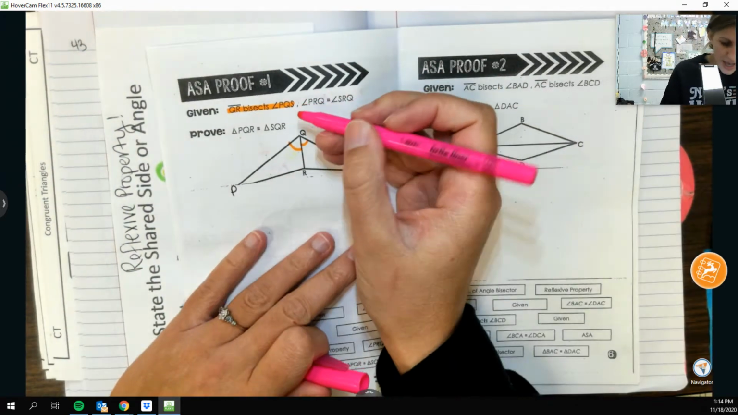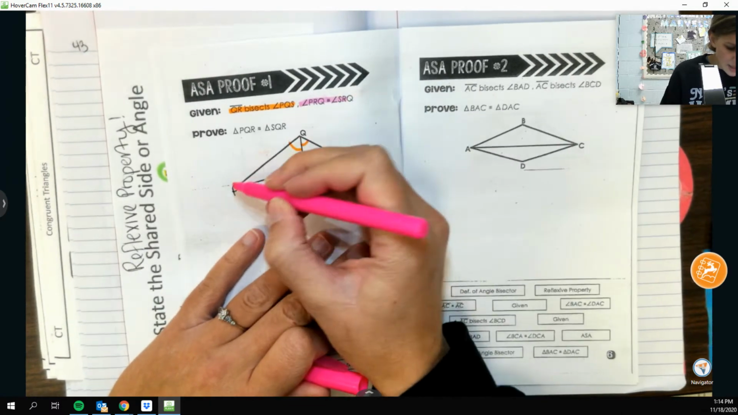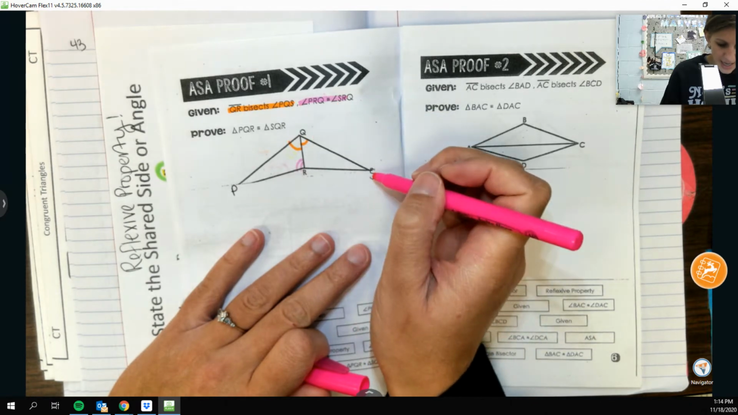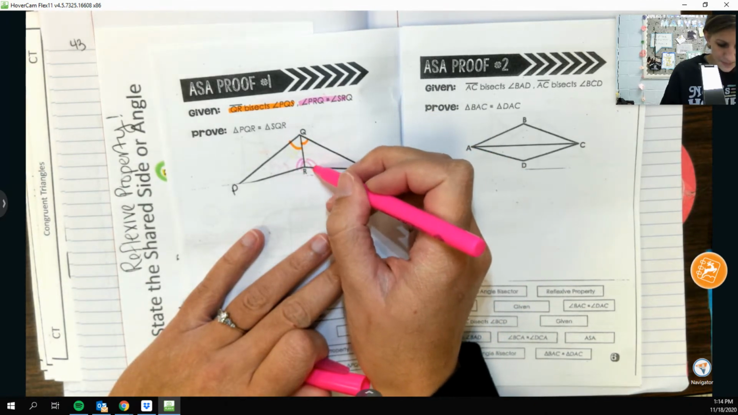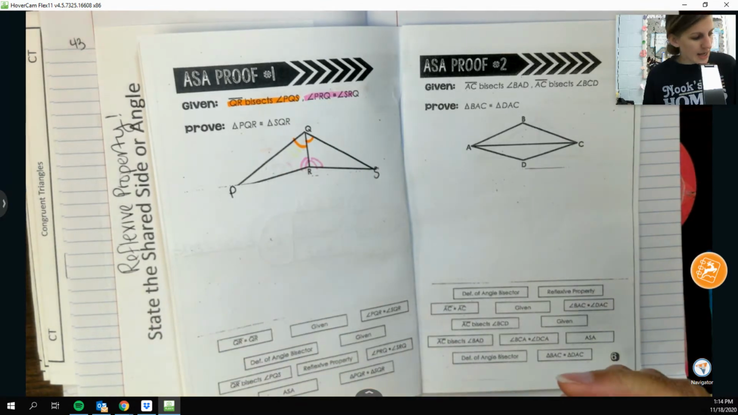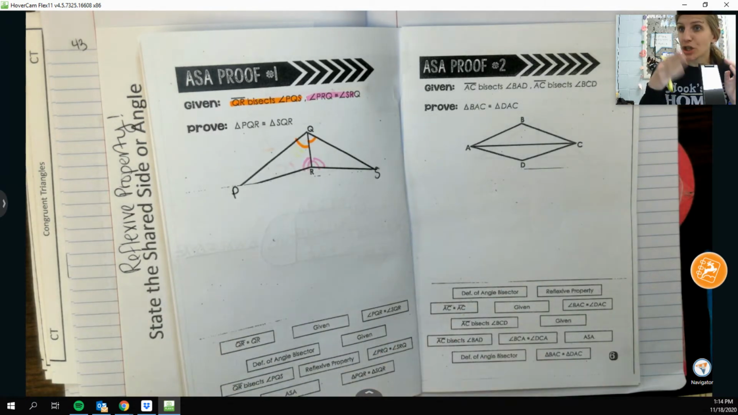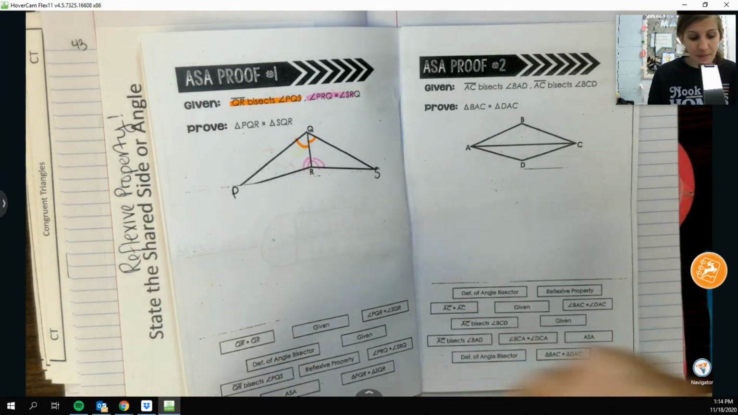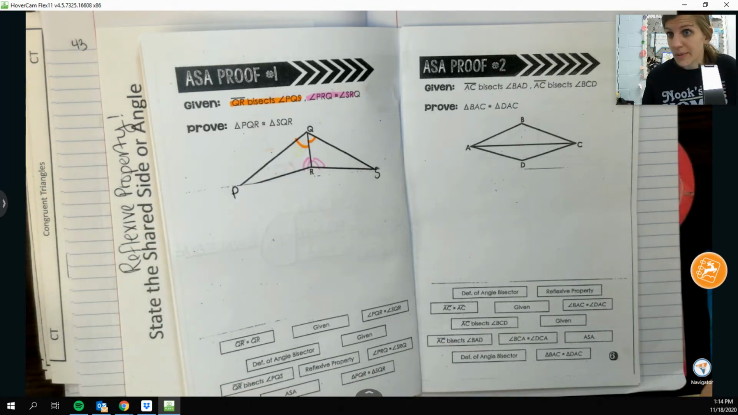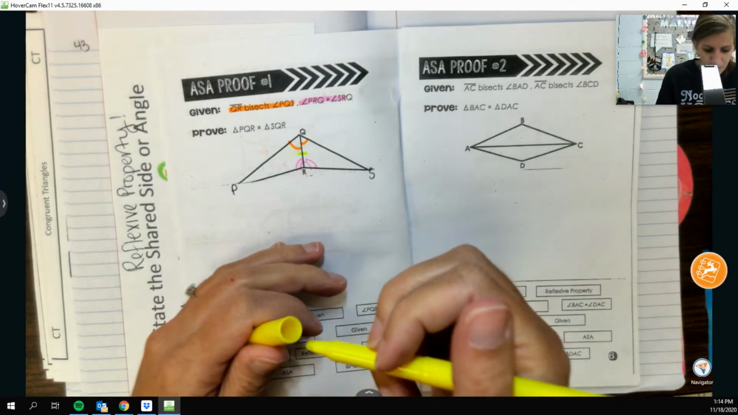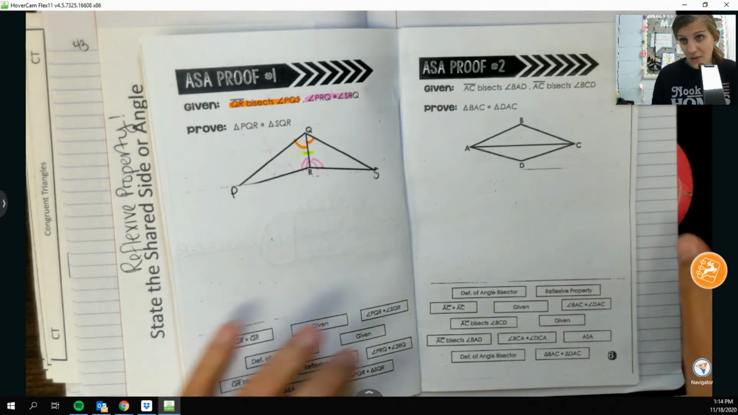I'm also given that angle PRQ is congruent to angle SRQ. But that's only 2 things. I need 3 things. I only got 2 things. So if that happens, you got to take a look at your picture and hope for a shared side or angle or vertical angles. And in this case, I really do need a side because angle, angle, angle wouldn't work. And luckily we have this side right here, QR, that is on both triangles. So it is congruent to itself on each one.